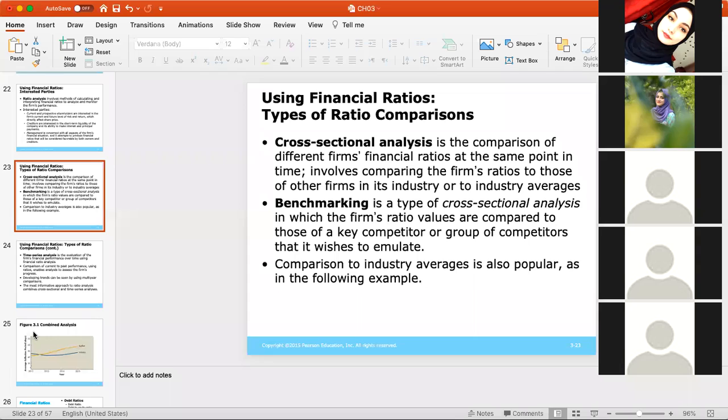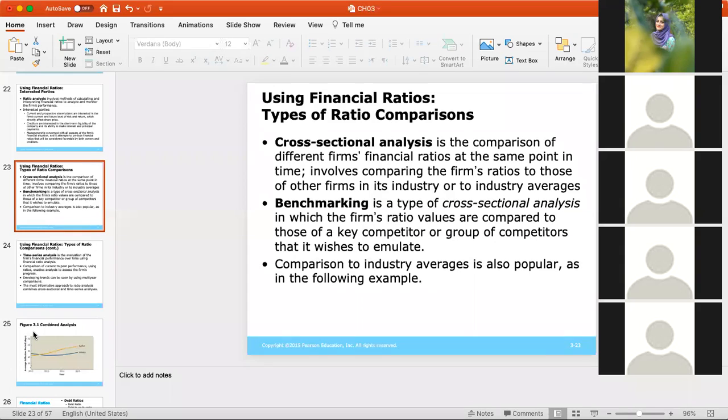This involves comparing the firm's ratios to those of other firms in its industry or to the industry average. So we're going to discuss this now when we are speaking about benchmarking. Benchmarking is a type of cross-sectional analysis in which the firm's ratio values are compared to those of a key competitor or group of competitors that it wishes to emulate.